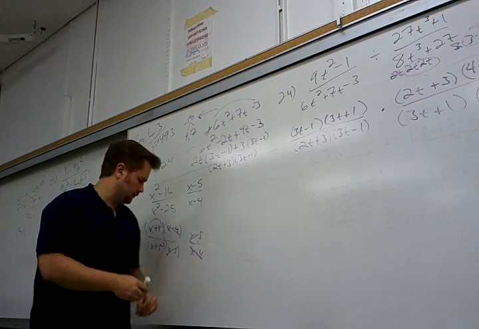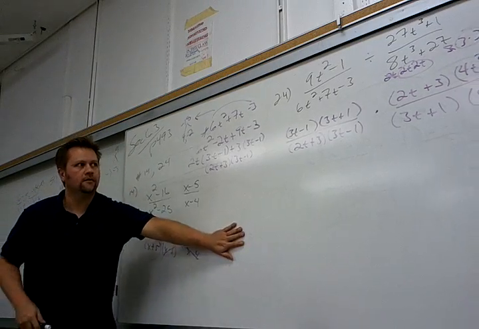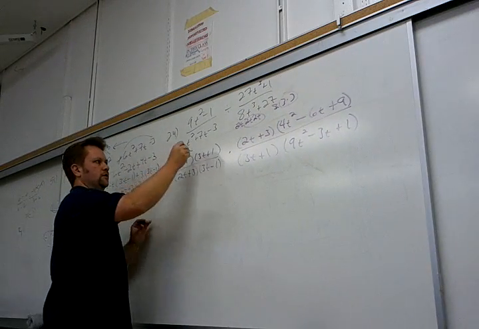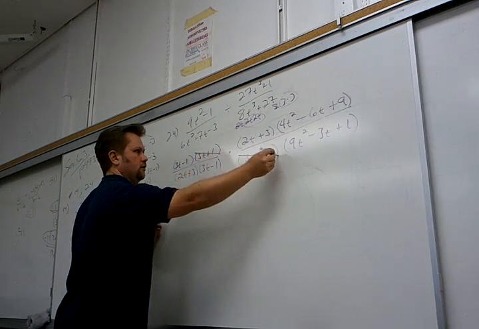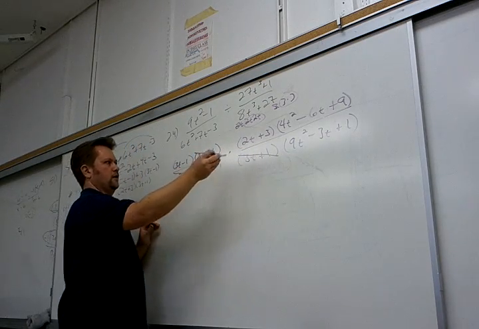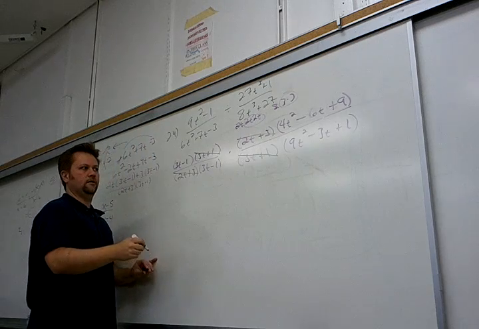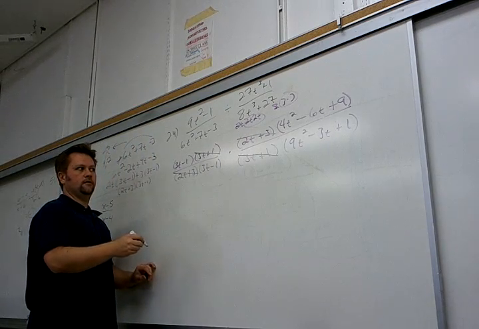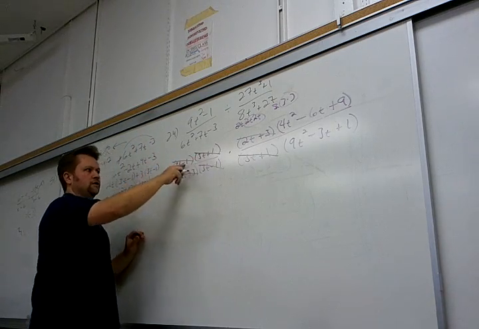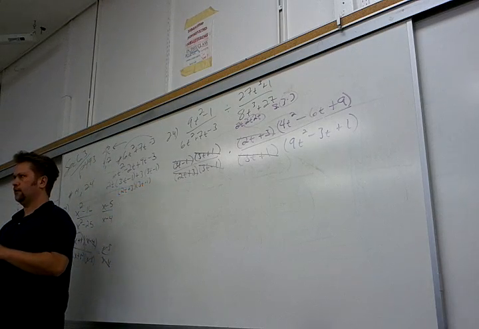Now what dies? 3t plus 1. All right, so this goes away right here. 2t plus 3. That goes away here. Now, here's my question. Can you cancel the 3t minus 1? Yes, of course. One's at the top, one's at the bottom. They cancel. There's your answer.